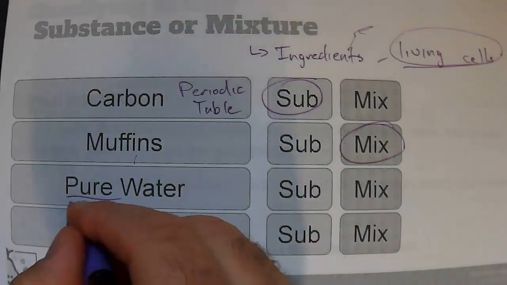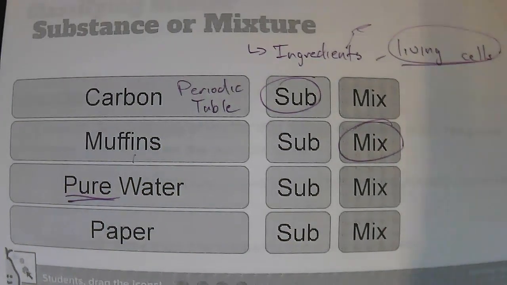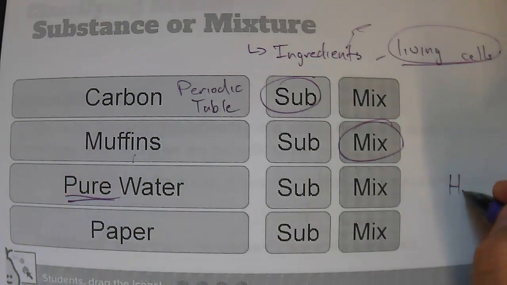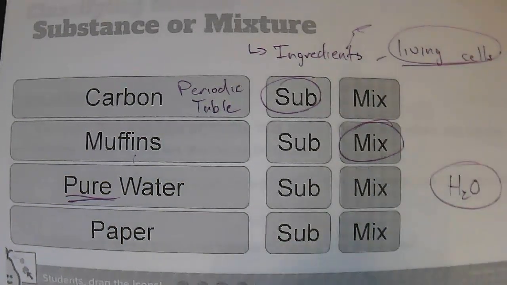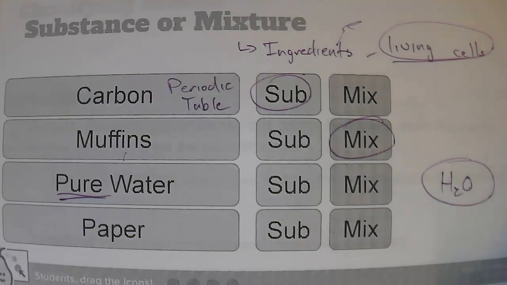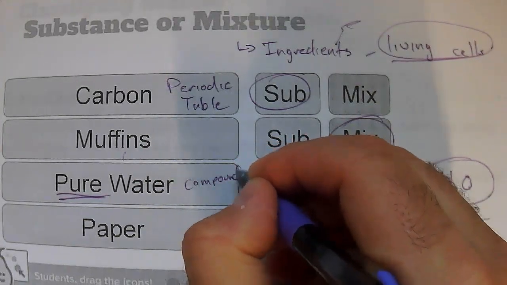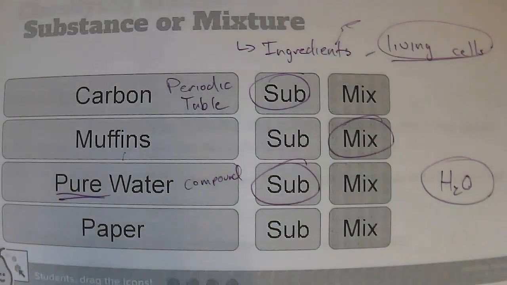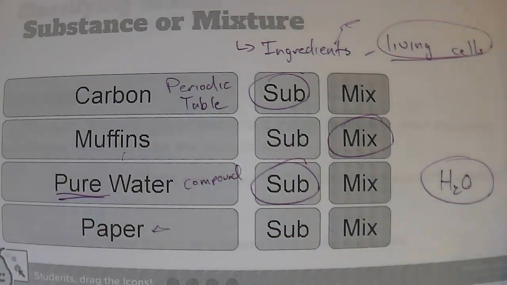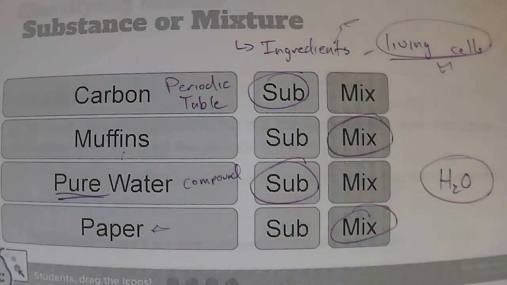Now, when I put this pure water thing here, pure water is H2O, and that is just one thing. It's two elements, but those elements are bonded together, and so this is a compound. And compounds are substances. And then the last thing, paper. You may wonder, what's paper? But paper is made from wood. Wood is made from living cells, so that's a mixture.